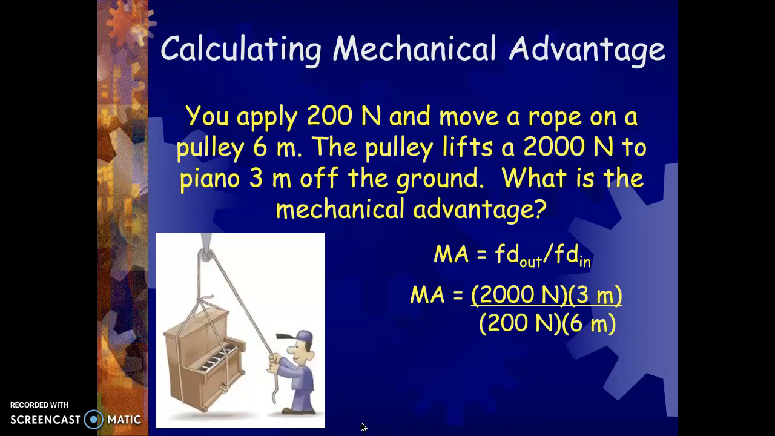So 2,000 times 3 happens to be 6,000. 200 times 6 is 1,200. And again, those are both in joules. Joules cancel out. We get a mechanical advantage of 5. Okay, so there are examples of how a lever, screwdriver, and pulley make our work easier.